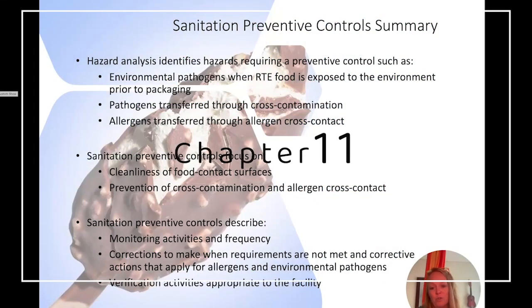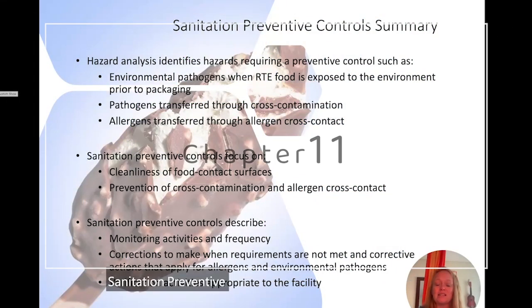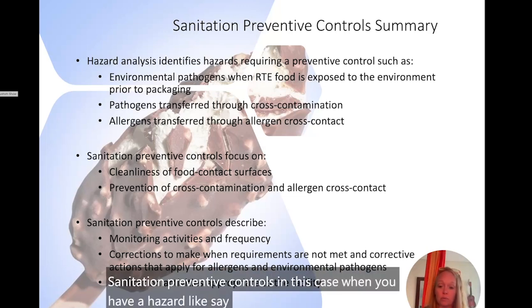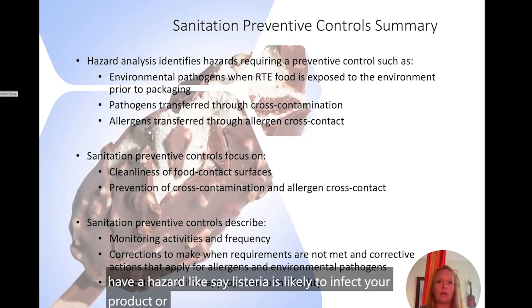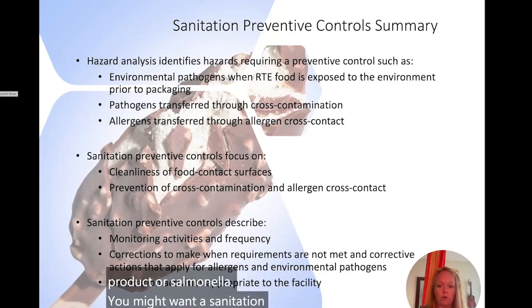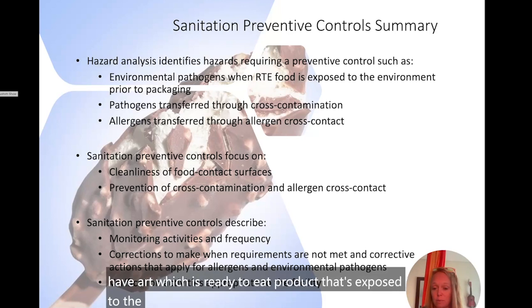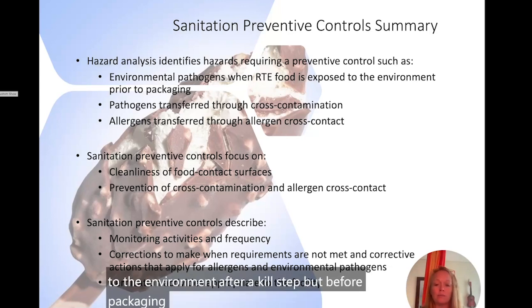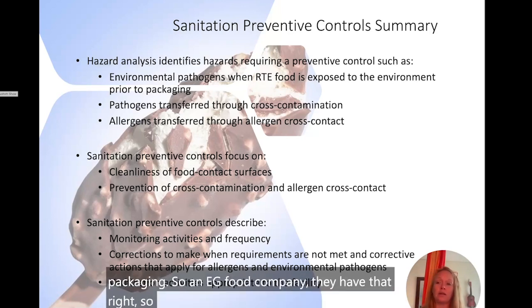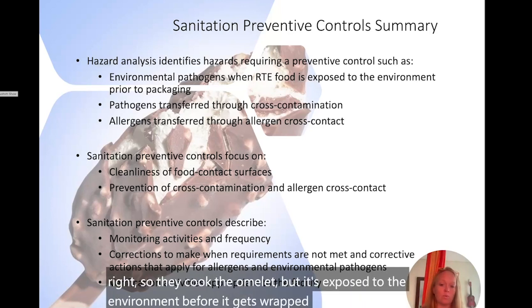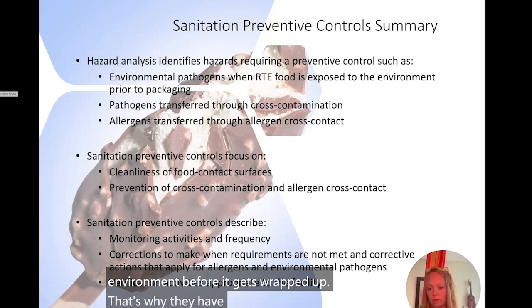Sanitation preventive controls. In this case, when you have a hazard like, say, Listeria or Salmonella likely to infect your product, you might want a sanitation control, especially if you have an RTE, which is a ready-to-eat product, that's exposed to the environment after a kill step but before packaging. So an EG Food Company, they have that, right? They cook the omelet, but it's exposed to the environment before it gets wrapped up. That's why they have a sanitation preventive control.